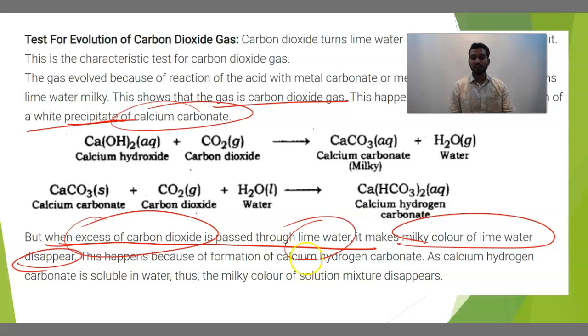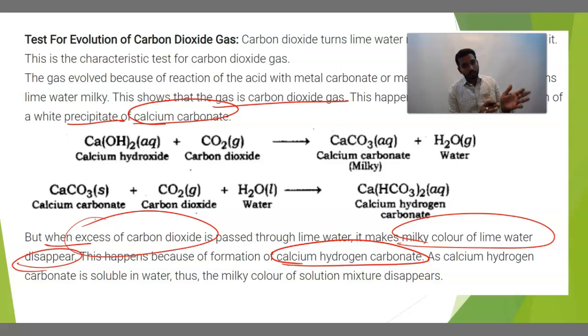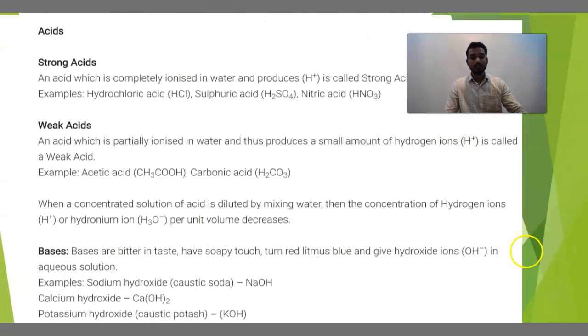This happens because of the formation of calcium hydrogen carbonate. The milky color is obtained because of calcium carbonate, and the milky color disappears because of calcium hydrogen carbonate. So this is the difference between metal carbonates and metal hydrogen carbonates. Calcium hydrogen carbonate is soluble in water, but calcium carbonate is insoluble in water. Any doubts? Fine.